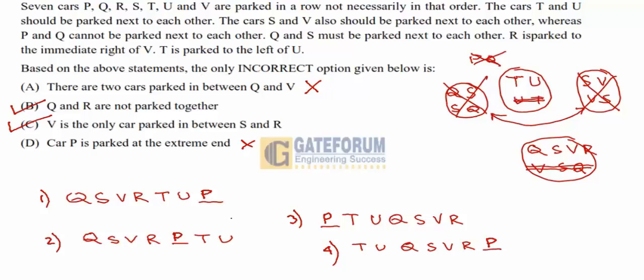Had that one criteria been written that you cannot be parked at an extreme end, then this would have got cancelled. But since that is not written, this is absolutely valid, and hence car P is parked at an extreme end is not always valid. So we leave it at this.